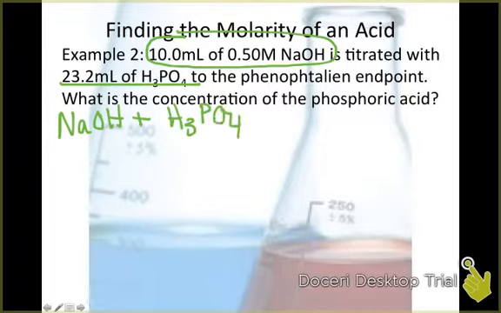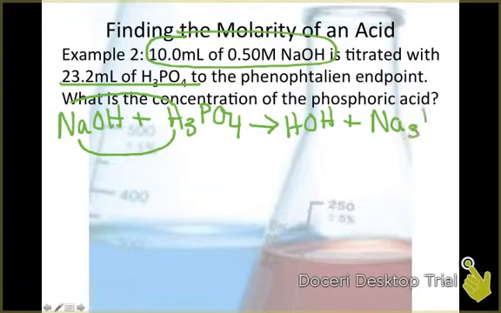So we have to remember that it's kind of like a double replacement. So my sodium is going to replace my hydrogen, and my hydrogen is going to replace my sodium. So we are going to rewrite it as HOH plus sodium 3-phosphate. Now I had to add the 3 because phosphate has a -3 charge. So therefore sodium has a +1, so I need 3 sodiums for every phosphate.